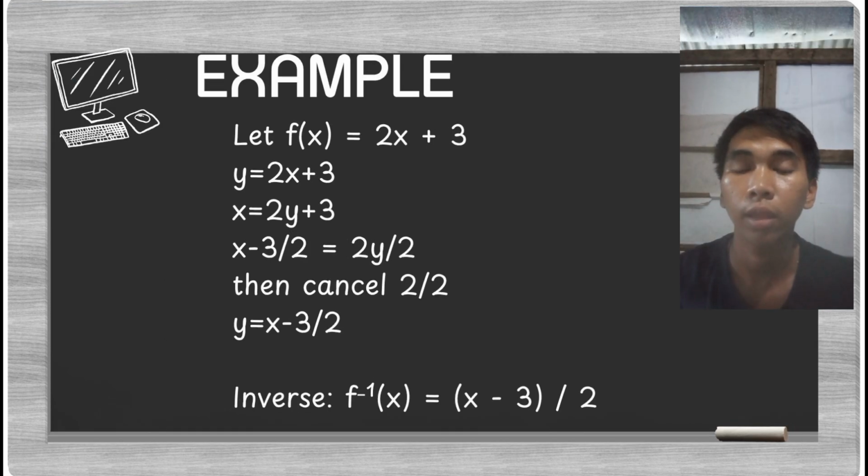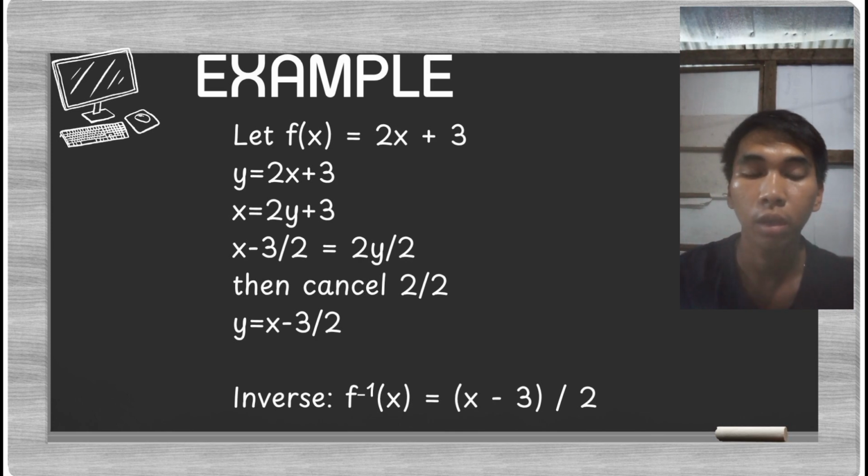Example number 1. Let f of x equal 2x plus 3. Then using the steps, you will have y equals 2x plus 3. Then x equals 2y plus 3. Then x minus 3 equals 2y, all over 2. Then cancel 2 over 2. We have y equals x minus 3 over 2. And the inverse function is f raised to negative 1 of x equals x minus 3 over 2.